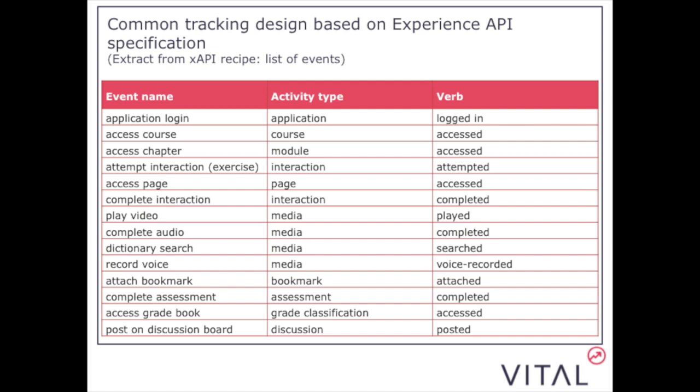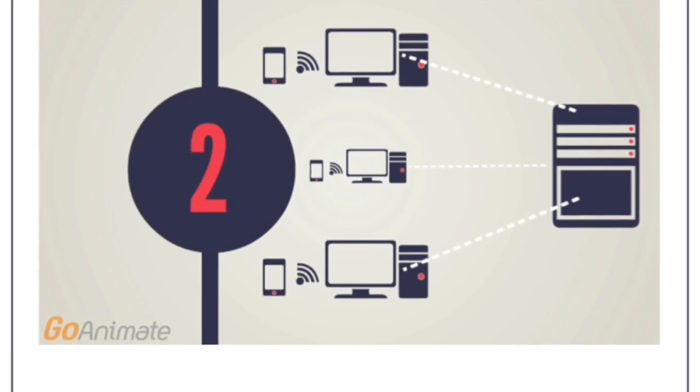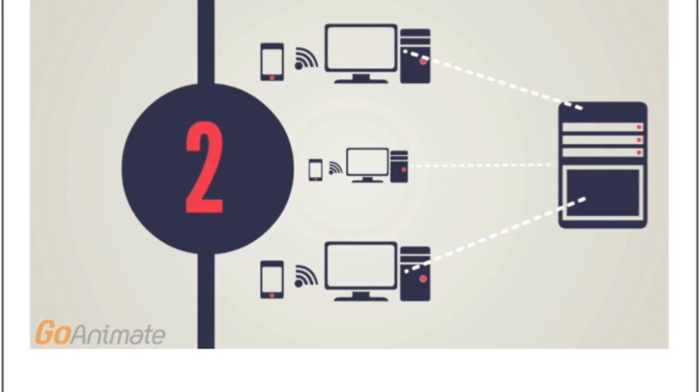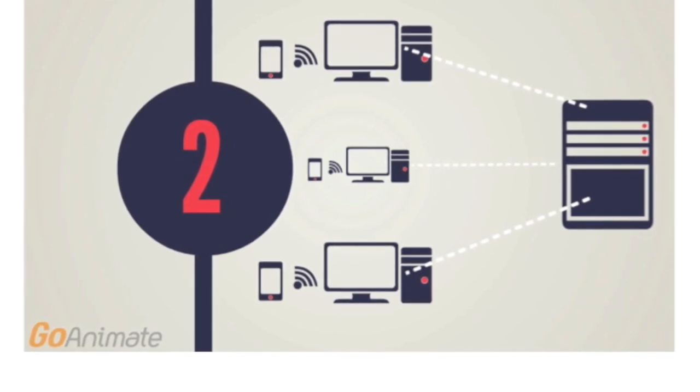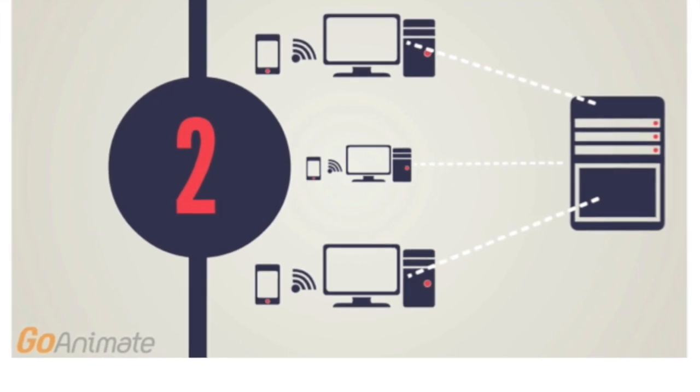Step 2 is logging the data to a learning record store, a student data warehouse. So the data of the students of the 4 courses were logged, sent to a central warehouse. And this was HT2 Labs' Learning Locker, learning record store.